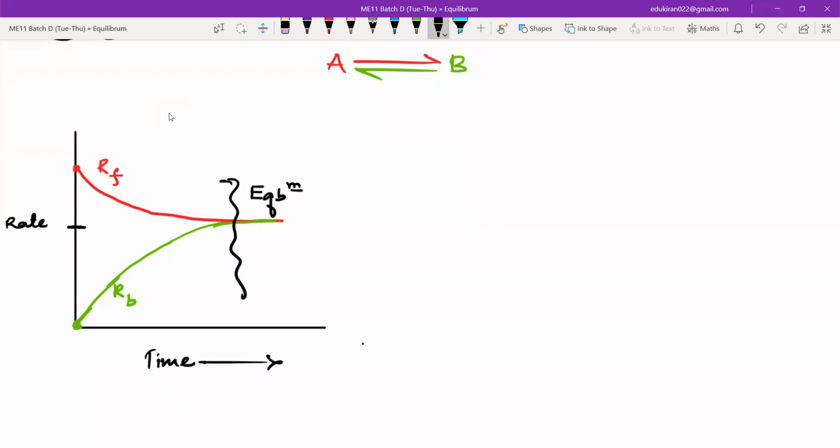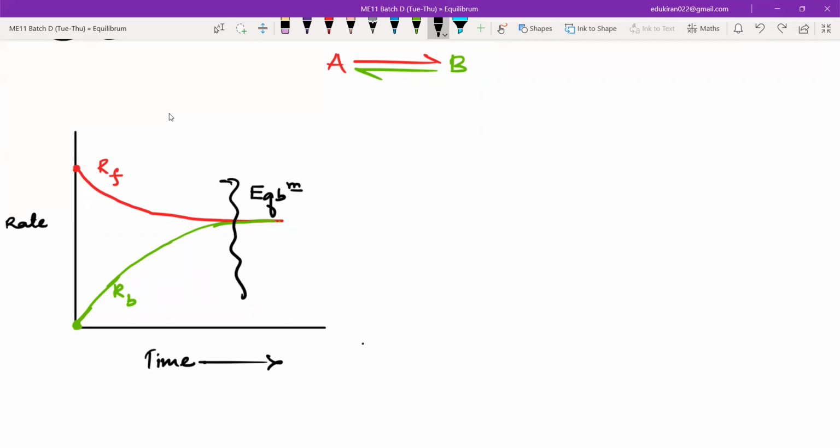We are more interested in the fact that the rates of forward and backward reaction are equal, rather than the time in which equilibrium has been achieved. So we are not interested in time. I am saying this once more, I will say it 10 times, 100 times, that we are not interested in time. Time should never come into your mind whenever you are dealing with any question of equilibrium. There will be no notion of time. We are not having time as a constraint.